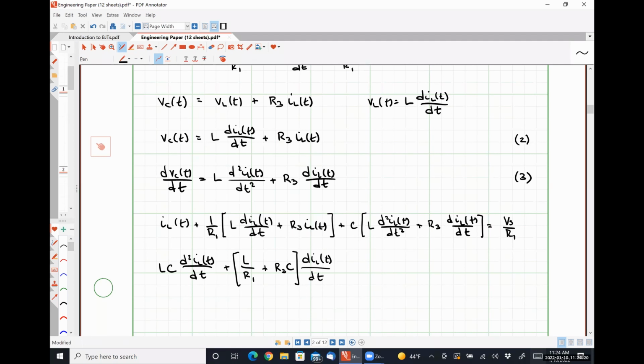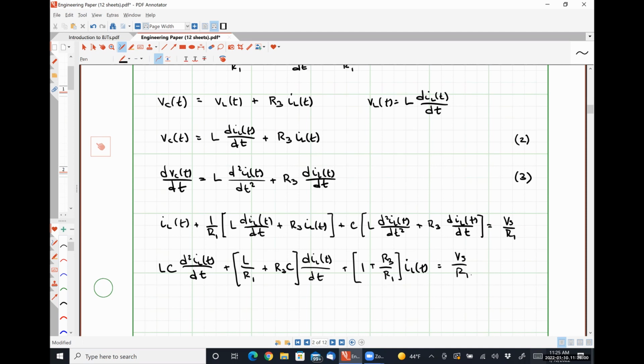Then I'm going to have my coefficients for the 0th derivative of IL, right? So that's going to look like a 1 from the left-hand side. Then I'm going to have an R3 over R1 term. Did that take care of everything?